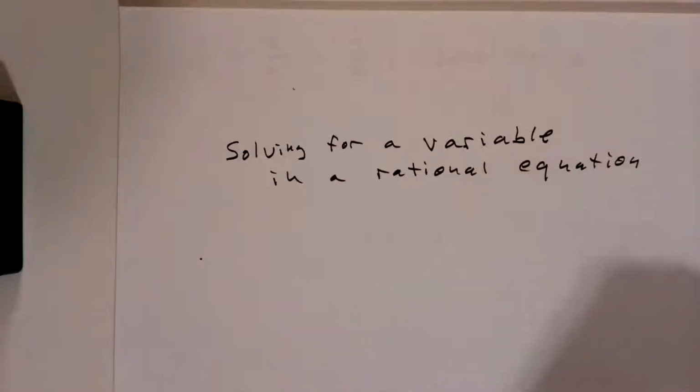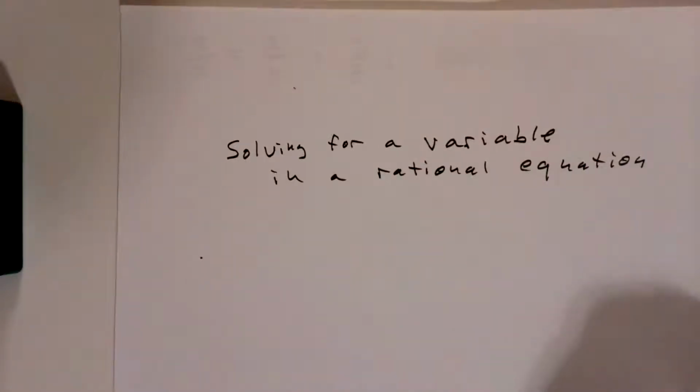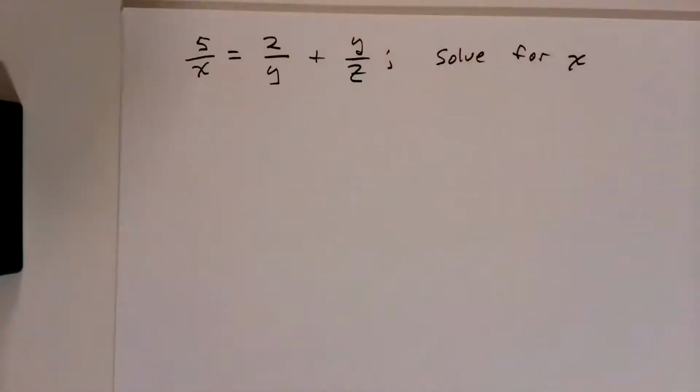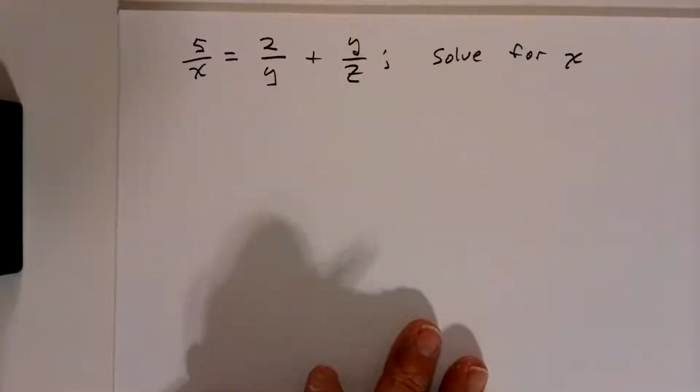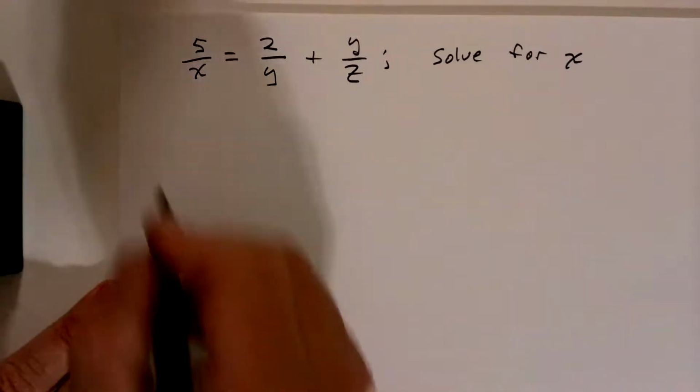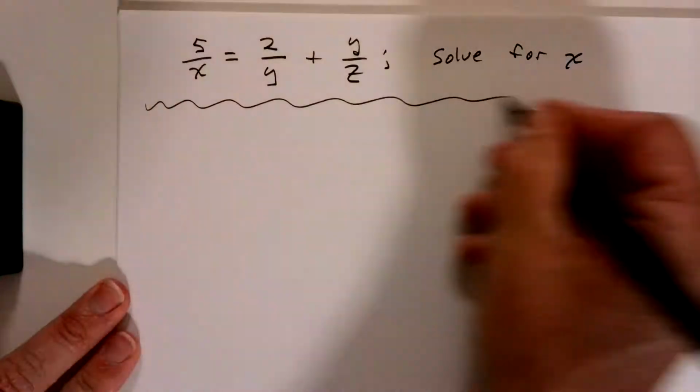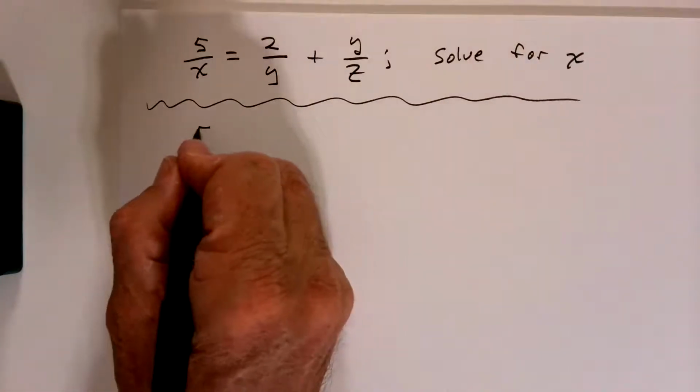This lesson is on solving for a variable in a rational equation. So here's the example we're going to look at. 5 over x equals 2 over y plus y over z, and our job is to solve for x. We want to build a common denominator.